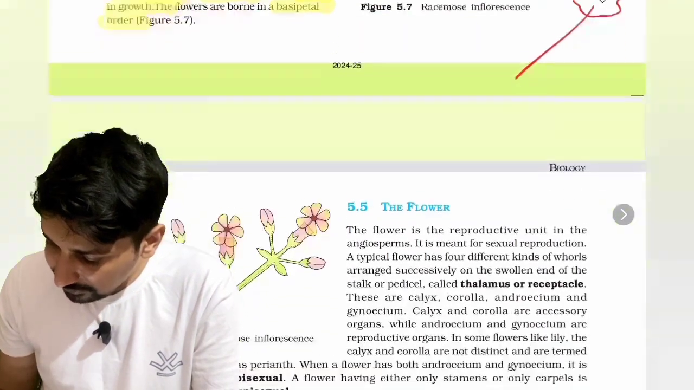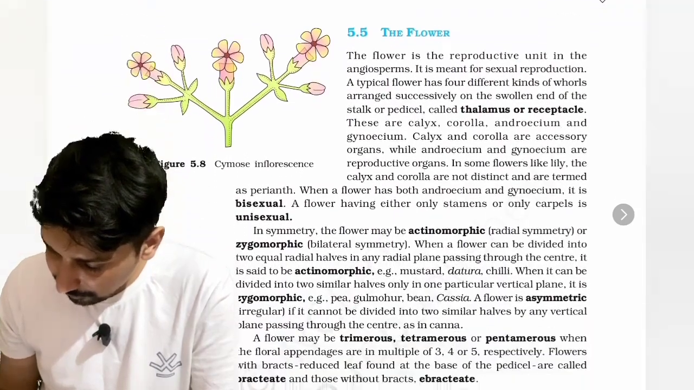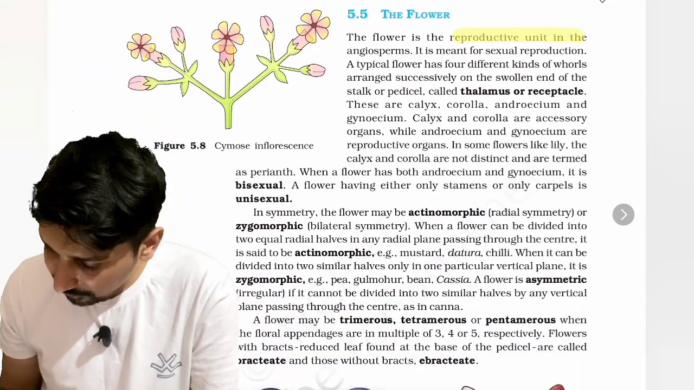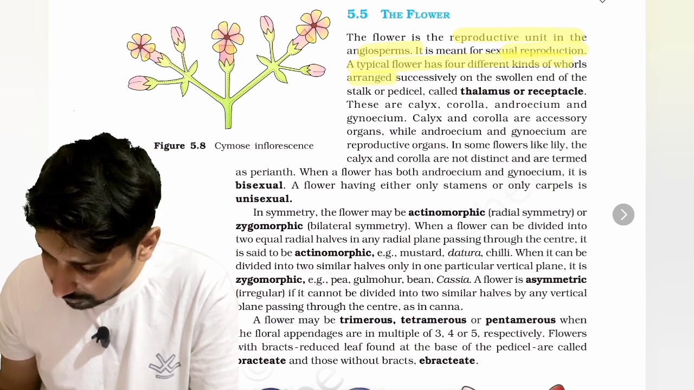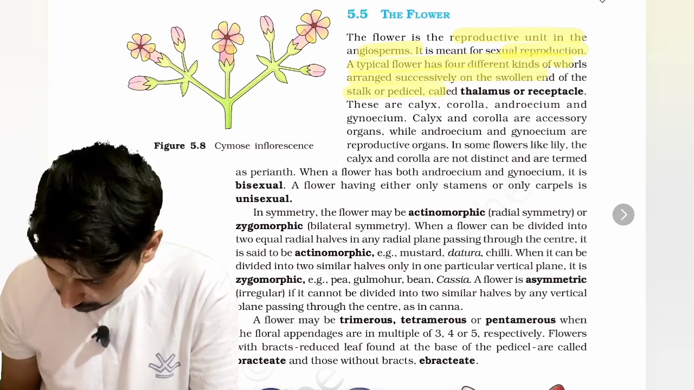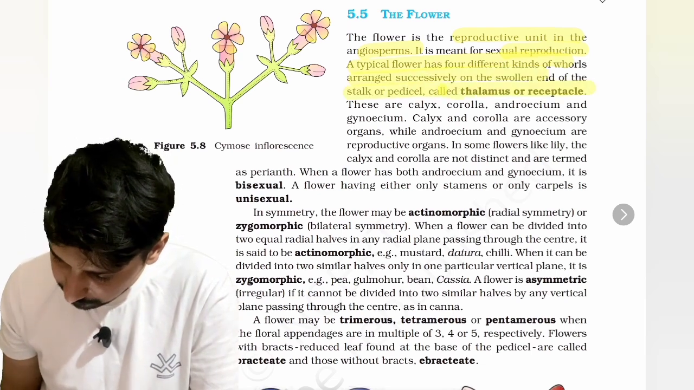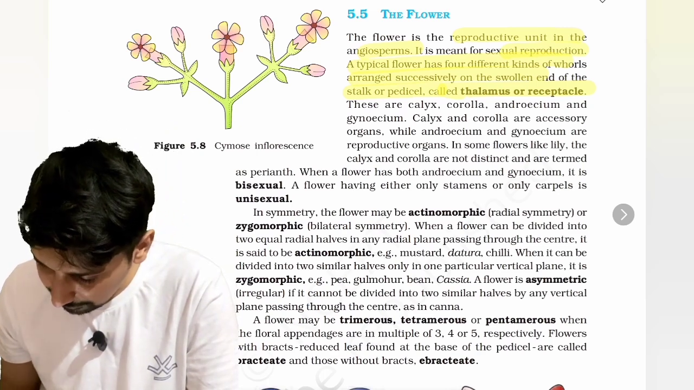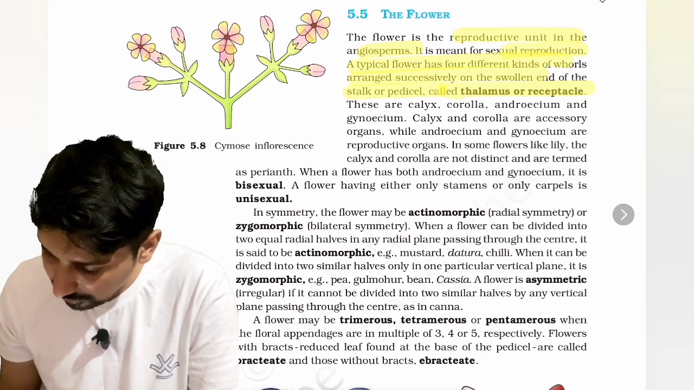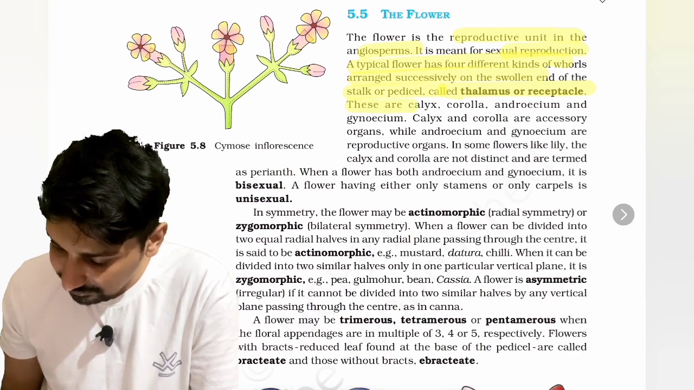The flower is the reproductive unit in the angiosperms. It is meant for sexual reproduction. A flower has 4 different types of whorls arranged successively on the swollen end of the stalk or pedicel, called thalamus or receptacle. So the end from where the flower is coming is known as thalamus or receptacle. There is calyx, corolla, androecium and gynoecium.